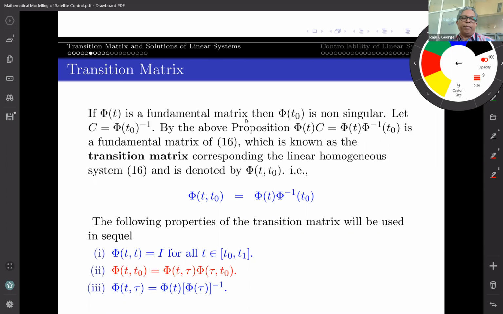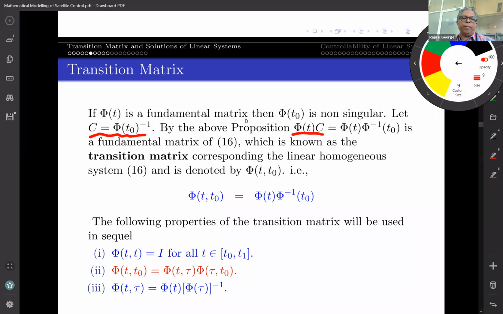That matrix will be a non-singular matrix, because these solutions are linearly independent. If I evaluate the solution at any time point and form these vectors into a matrix, that matrix will be a non-singular, or invertible, matrix. So if I fix the initial time t0, that will be an invertible matrix. If I call phi t0 inverse my C, then by my previous proposition, phi t into C, that is phi t into phi inverse t0, is also a fundamental matrix solution.